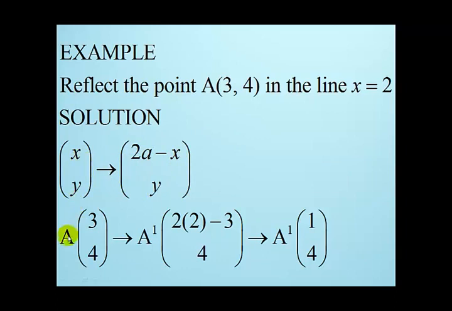Now with the point A(3, 4), the x coordinate is 3 and the y coordinate is 4. So 2a minus x. Now a equals 2 from the question. So instead of 2a minus x, you have 2 times 2 minus 3, where 3 is the x coordinate. Then the y coordinate is 4. The y remains the same. That is why we have 4. Now 2 times 2 equals 4, and 4 minus 3 equals 1. So we have (1, 4). Therefore the image A prime of the point A(3, 4) is (1, 4).